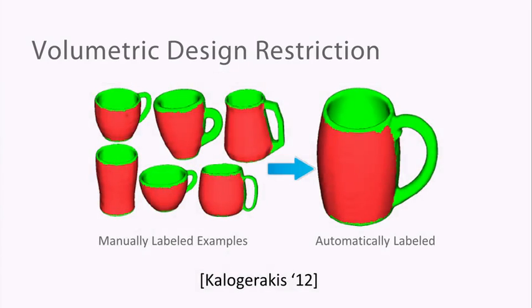Another cool thing about doing the labeling is that you don't have to do it entirely manually. If you manually label a set of meshes, you can train a classifier to label a new shape automatically, using existing approaches in graphics for mesh segmentation. That works reasonably well.